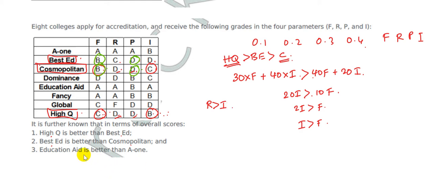Now I compare education aid and A1. Looking at them, these two are the same, these two are the same, and the difference is in P and I. So that means E is greater than A. That means E has a better score in I, and therefore the weightage of I has to be more. So I has to be greater than P.